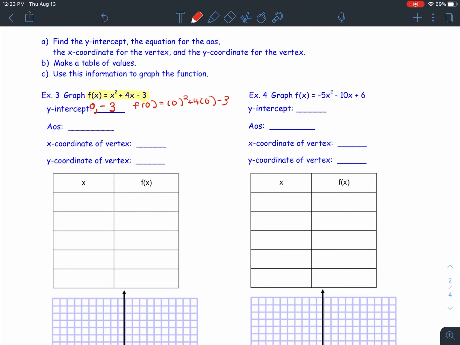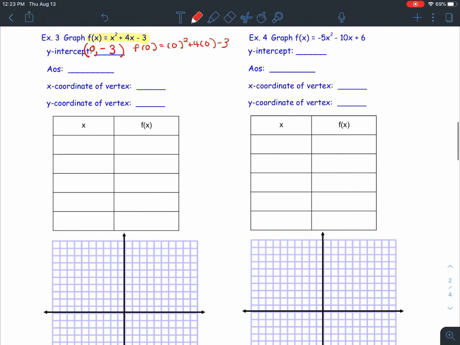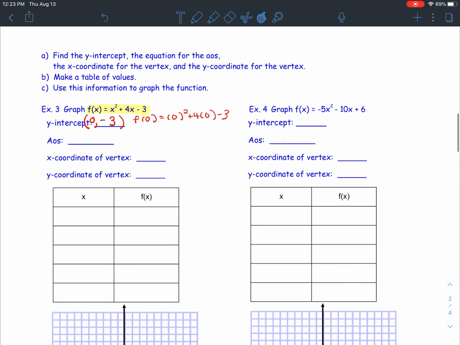If you recall, the y-intercept is found by substituting a 0 into your equation for all of the x's. That leaves us with a -3. I'm going to write it, though, as a point. It would be at the point (0, -3). So I'm going to go ahead and plot that on our graph here. (0, -3). All right, so that's our first step.